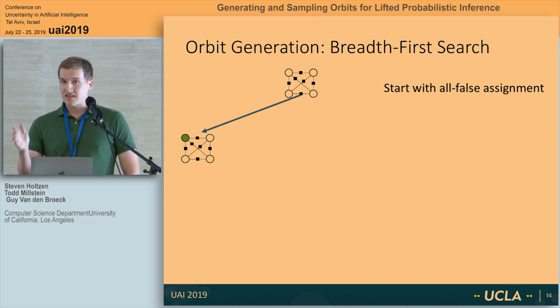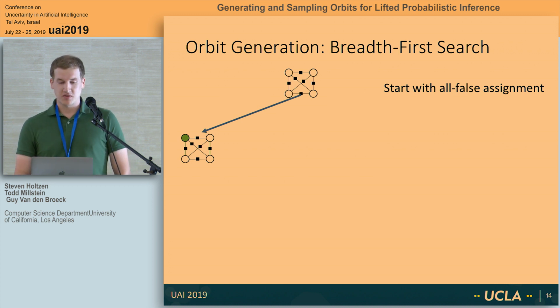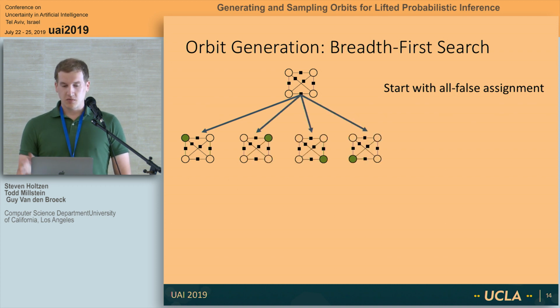So it's going to be a classic breadth-first search. This is something we've probably seen before. We start with an all-false assignment here, and we augment it. We assign one variable to be true. So this is good. If we just kept this one, we found 2 representatives.